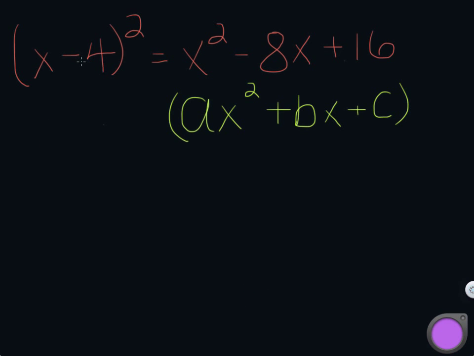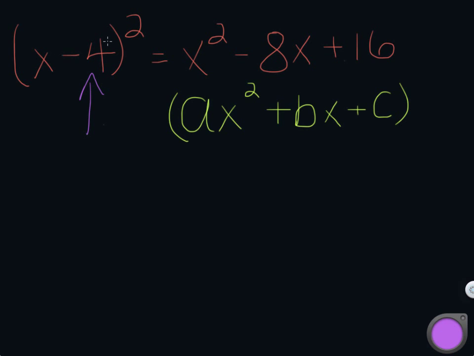So if the quantity x minus 4 squared is equal to x squared minus 8x plus 16, which is in standard quadratic form, ax squared plus bx plus c, there are some interesting things that we can conclude about b and about c when our a value is 1. Okay, so if you notice right here, the b value of negative 8 is really twice as large as this value right here. And then this c value is actually the square of this value right here.